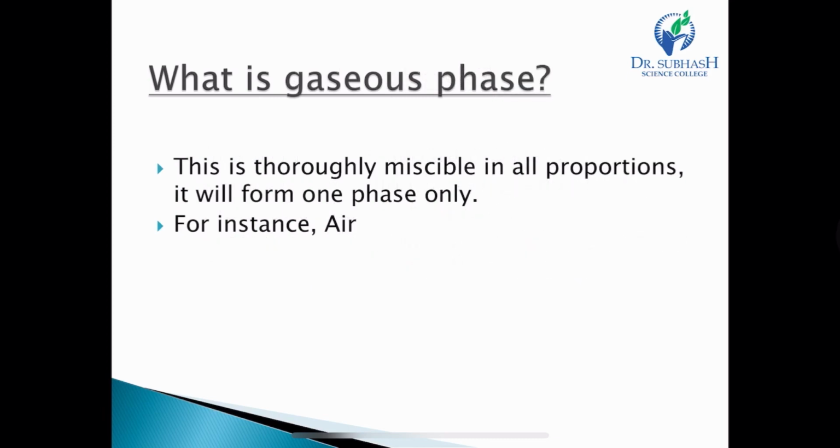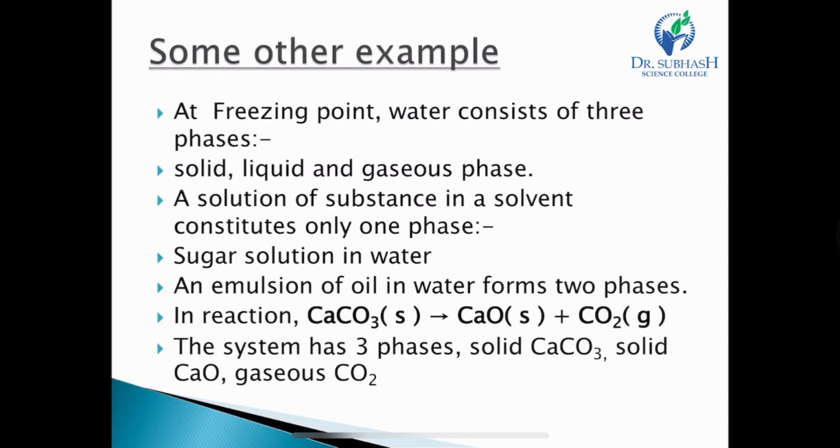Now, what is the gaseous phase? Gases are truly miscible in all proportions. It will form only one phase. For example, as I told you above, air: we cannot identify in the air that this portion is O2 and this portion is N2. This is truly miscible, right? So these form only one phase.